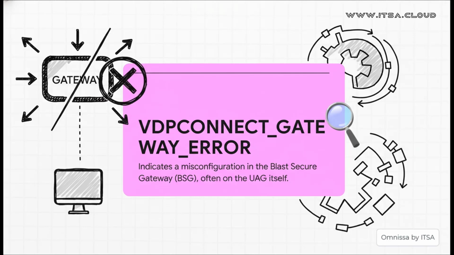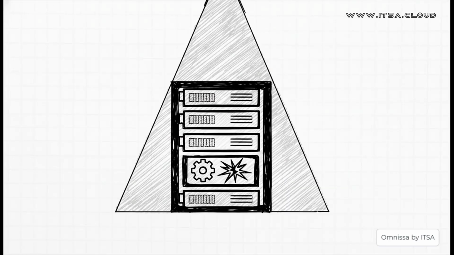This is completely different from the peer unavailable message we saw earlier. This clue is telling us the problem probably isn't between the gateway and the desktop, but on the gateway itself. This error code puts a spotlight directly on the Blast Secure Gateway settings within your Unified Access Gateway. It pretty much screams that there's a misconfiguration right there, which narrows your search down dramatically. You have to let these error codes guide your investigation. They are your most direct clues.